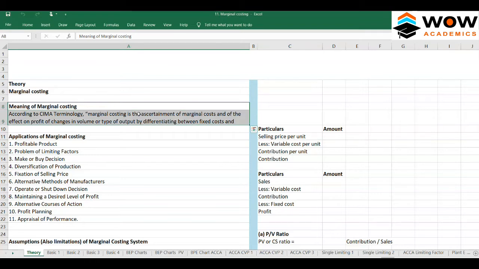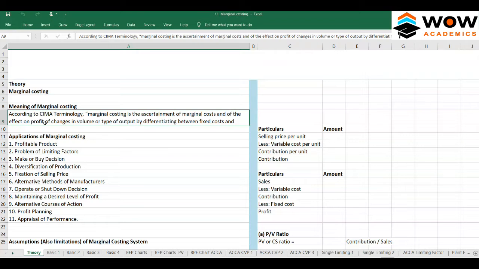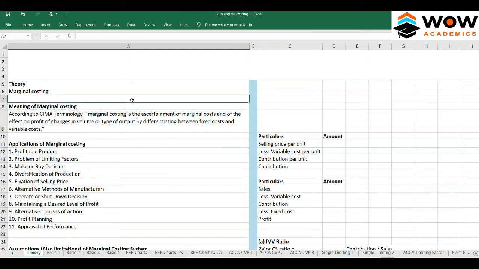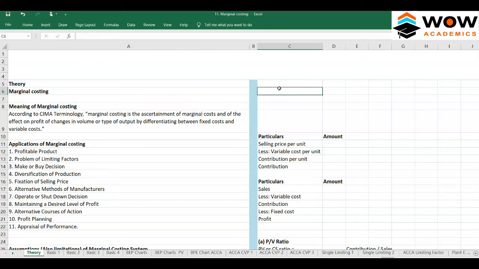Marginal costing is the ascertainment of marginal cost and of the effect on profit of change in volume or type of output by differentiating between fixed costs and variable costs. Normally, we try to find out the profit by taking sales, less the total cost, and we finally end up with the profit. This is how a normal or traditional accounting system works. Even financial accounting computes the profit this way.